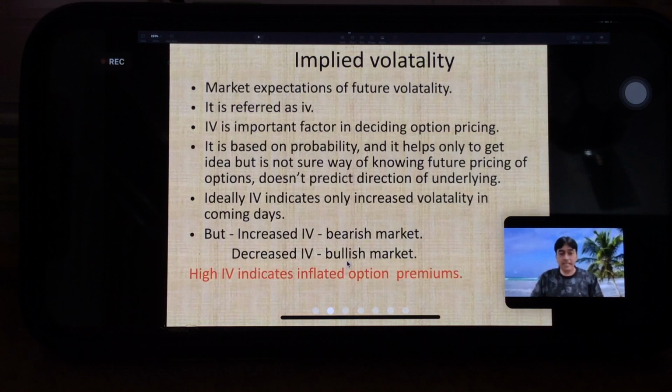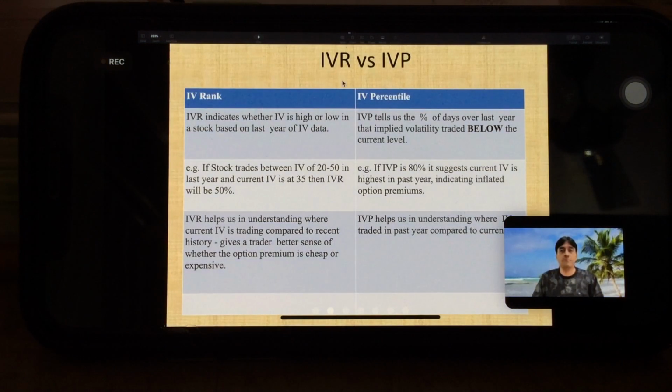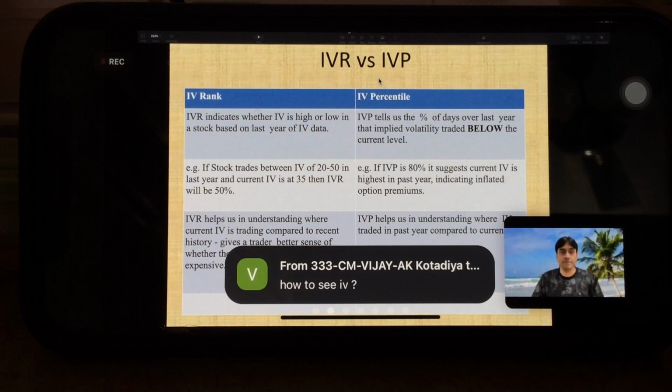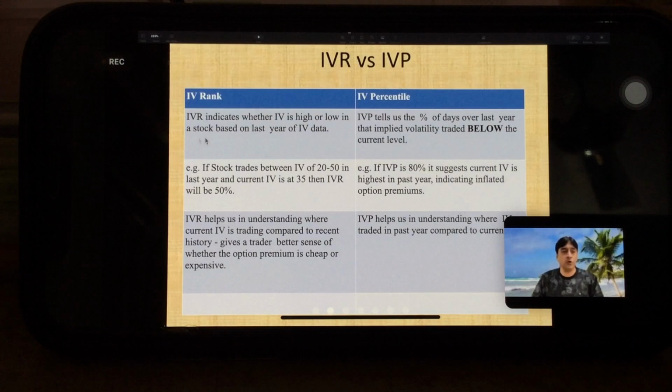So high IV indicates inflated option premiums. Next comes IVR and IVP. IVR indicates whether IV is high or low in a stock based on the last year of IV data. So if a stock trades between IV of 20 to 50 in the last year and current IV is at 35, then IVR will be 50%.